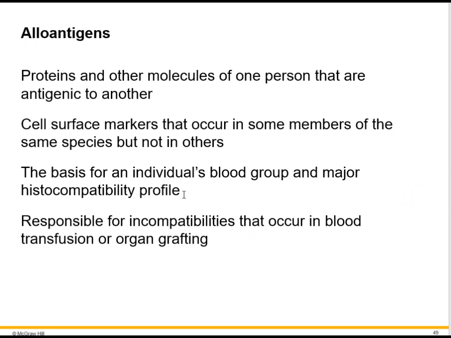An alloantigen is a protein or other molecule of one person that is antigenic to another. So like the blood markers in ABO blood type would be an example of an alloantigen. That's the basis for the blood typing, and we'll talk more about this in chapter 16, but this is the basis for incompatibilities with blood typing and for organ grafting as well. It's something that is part of another human, but it's not a self-antigen, so you count it as something that's foreign.